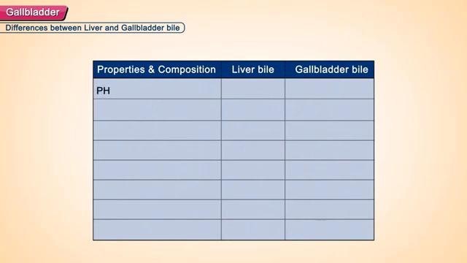The pH of liver bile is 7.8, whereas it is 7 to 7.6 for gallbladder bile. Water is 97.5% for liver bile and 87.5% for gallbladder bile. 2.5% solids for liver bile, 12.5% solids for gallbladder bile.